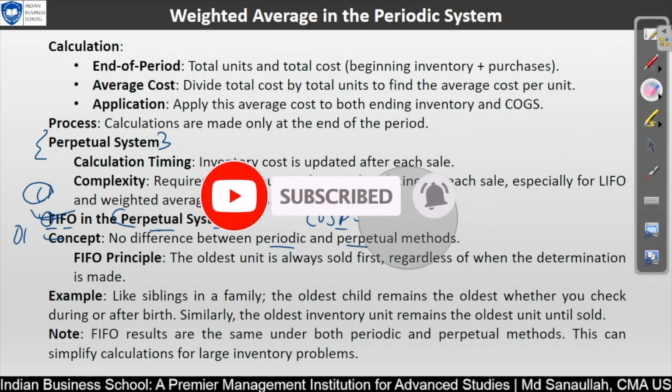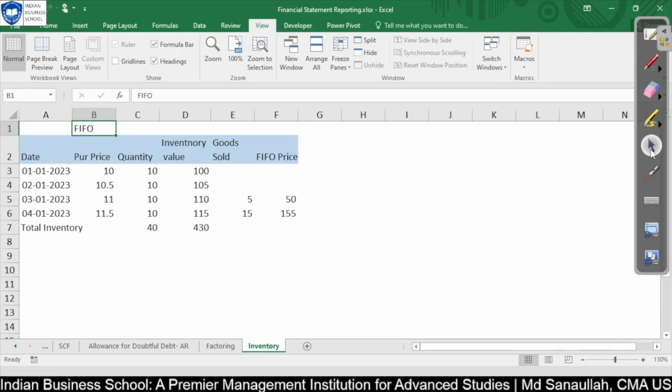So let's see the example in the Excel sheet. As you can see, we have purchased this kind of asset. The purchase price is $10, okay. Quantity 10, so total inventory value is 100, okay. So this is how we have updated all the purchase prices.